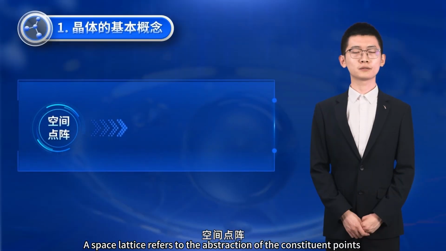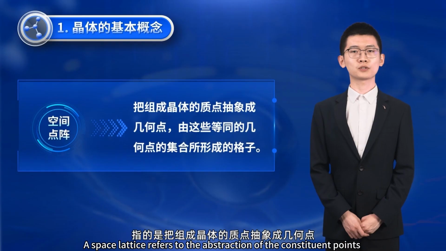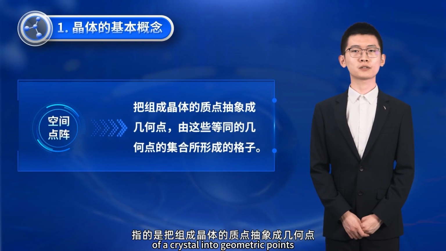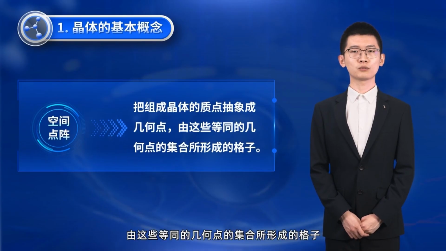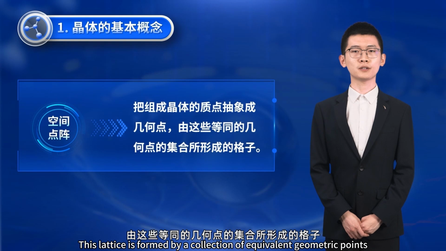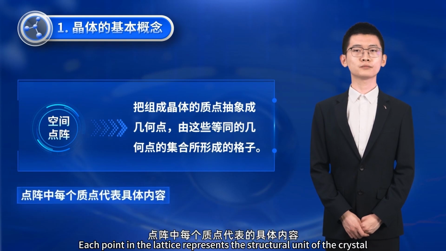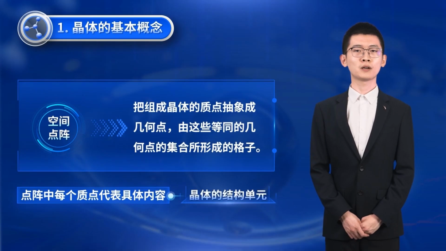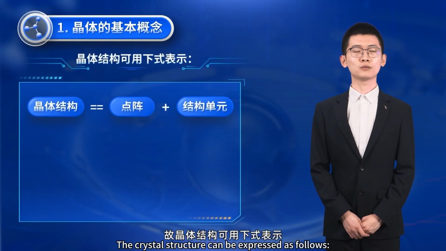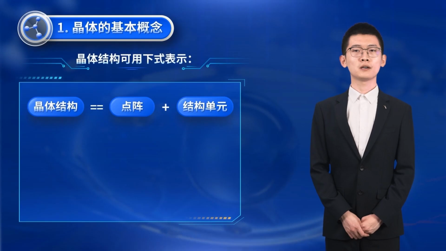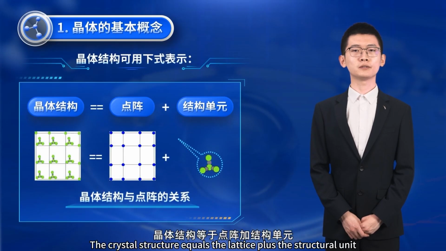A space lattice refers to the abstraction of the constituent points of a crystal into geometric points. This lattice is formed by a collection of equivalent geometric points. Each point in the lattice represents the structural unit of the crystal. The crystal structure can be expressed as follows: the crystal structure equals the lattice plus the structural unit.